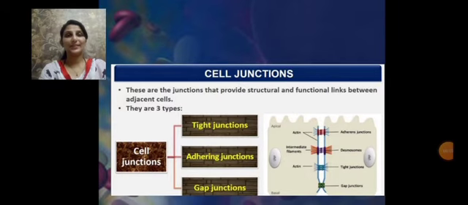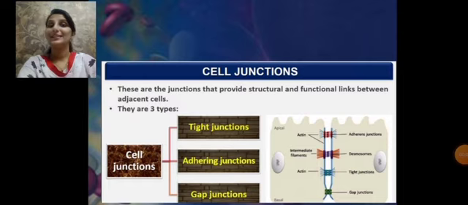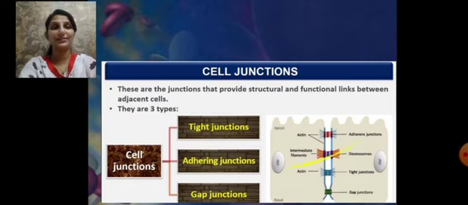Dear children, in this module, we are going to learn what cell junctions are. Cell junctions are structures which help to join adjacent cells. They provide a structural and functional link between adjacent cells, and that is the function of cell junctions. The cell junctions are of three types: tight junctions, adhering junctions, and gap junctions. Let us see their functions.